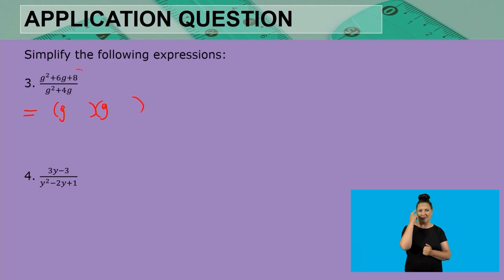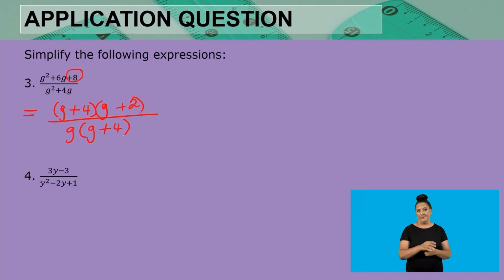Then we are thinking of the factors of 8 that when added give us 6. So that is going to be a positive 4 with a positive 2. And we are dividing this with that denominator there. But when we look at the denominator there, it is possible for us to take out a common factor. What is the common factor here? It is our g.